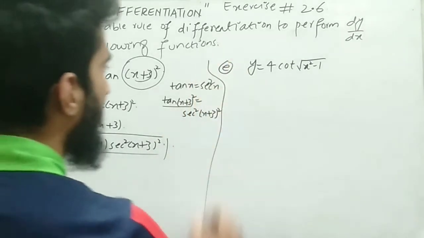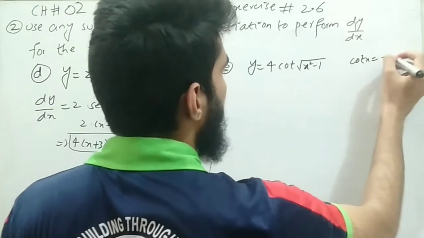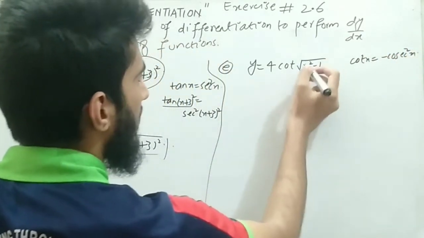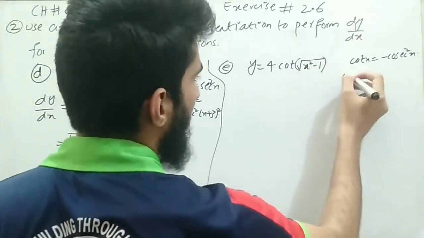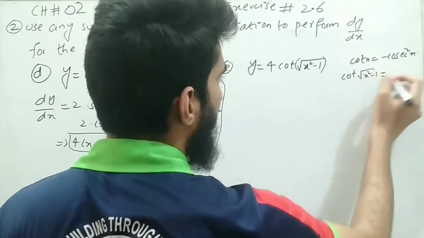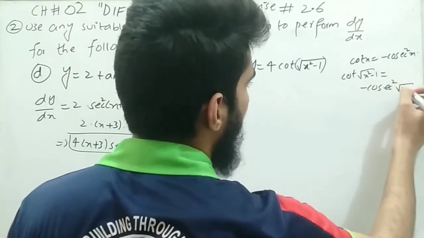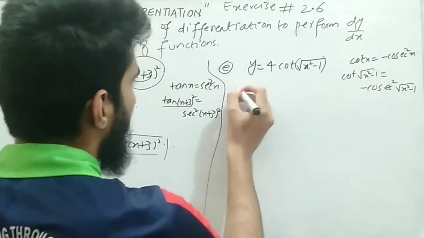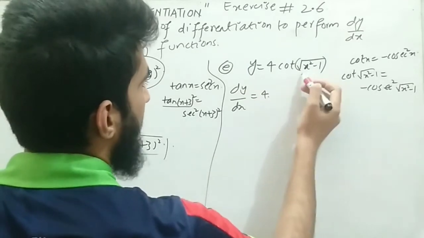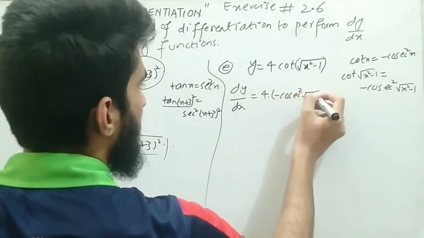Now move toward part number E. You know that the derivative of cotangent x is minus cosecant square x. Now replace x with, here the x is under root x square minus 1, so we will replace x with under root of x square minus 1. So it will be equal to minus cosecant square of under root of x square minus 1. So dy by dx will be 4 times of derivative of cotangent under root x square minus 1, which is minus cosecant square under root of x square minus 1.